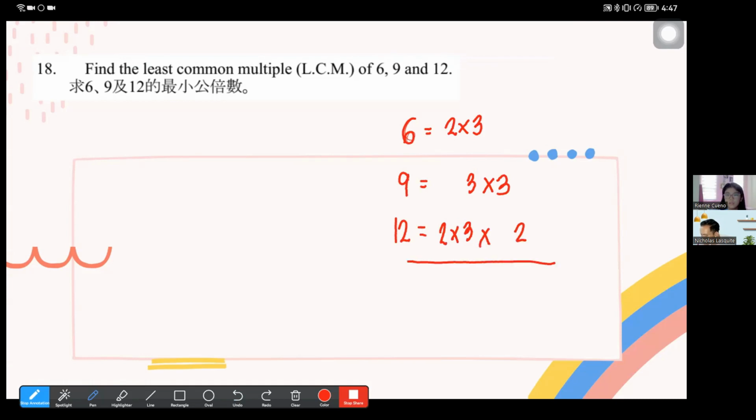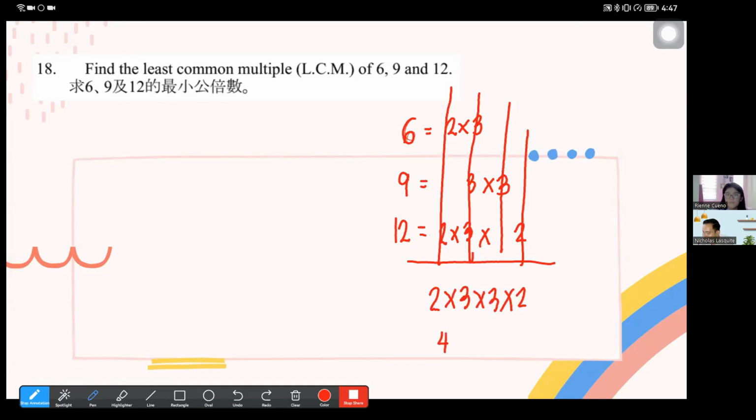I isolated the 2 here because there are no other 2's here. This is only one 2, so you align it to the other 2 below. So just align here, align, align, align. So what we'll be having is 2 times 3 times 3 times 2, or just simply 4 times 9, and the answer here is 36. We just keep on realigning the number.